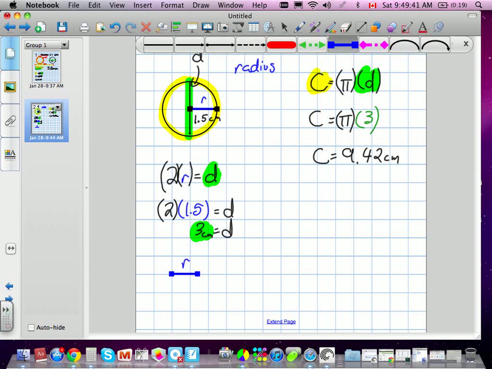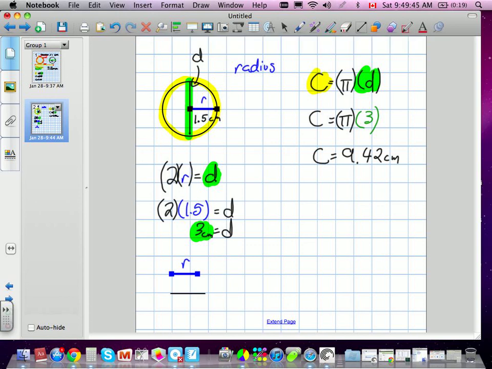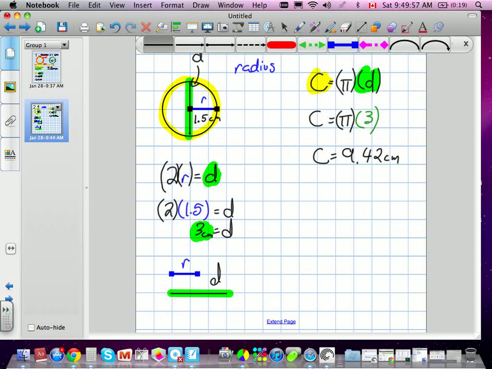Let's compare some of these shapes we got. The radius was how far? 1.5. So there's our radius, I'm going to call that R. Our diameter was how far? 3. So our diameter was 3 centimeters in distance.